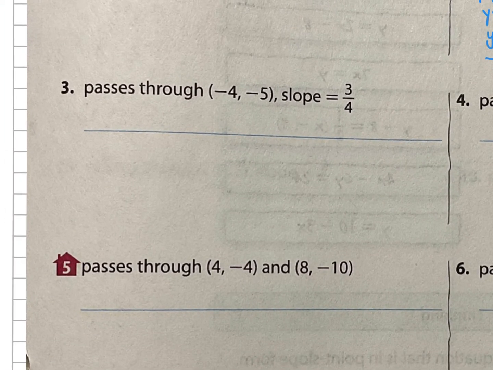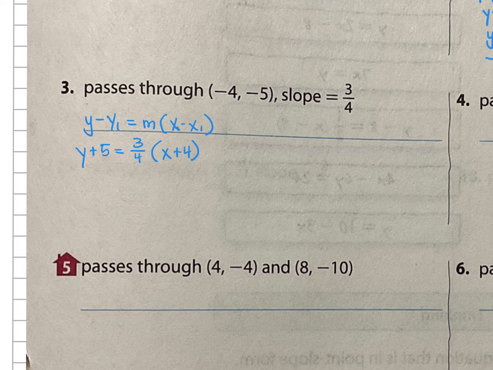This one, same thing. Y minus the y variable equals the slope times x minus the x variable. So let's go y minus negative 5 is plus 5 equals 3/4 times x minus negative 4, which is x plus 4. There's one. How do we turn it into the other?